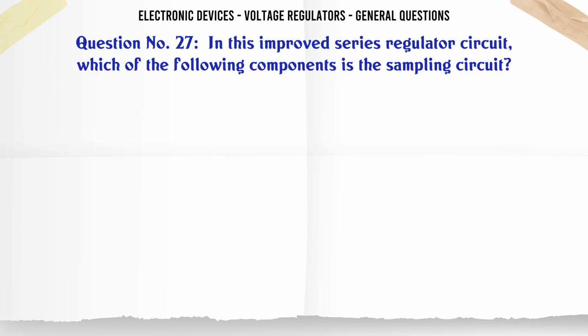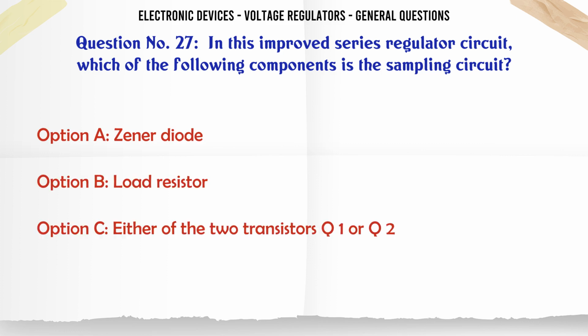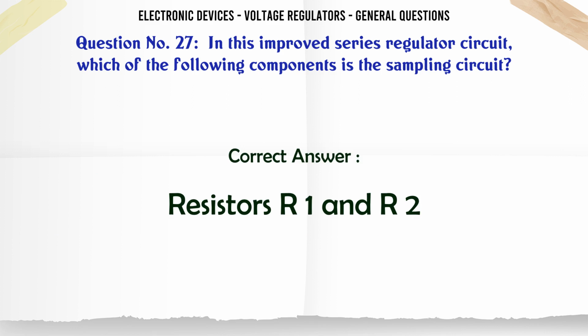In this improved series regulator circuit, which of the following components is the sampling circuit? A. Zener diode, B. Load resistor, C. Either of the two transistors Q1 or Q2, D. Resistors R1 and R2. The correct answer is resistors R1 and R2.